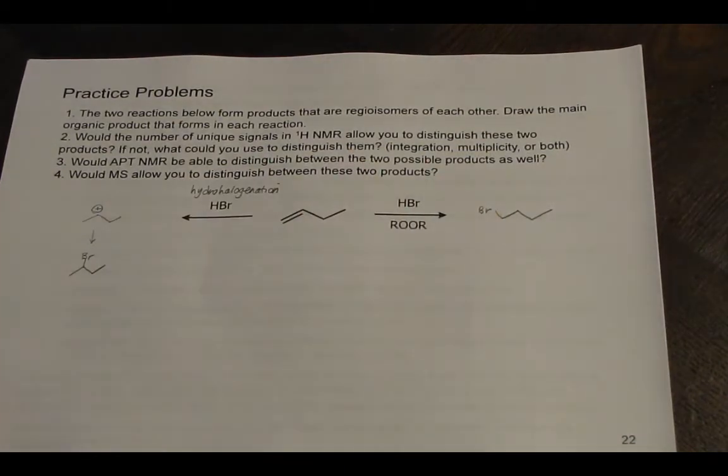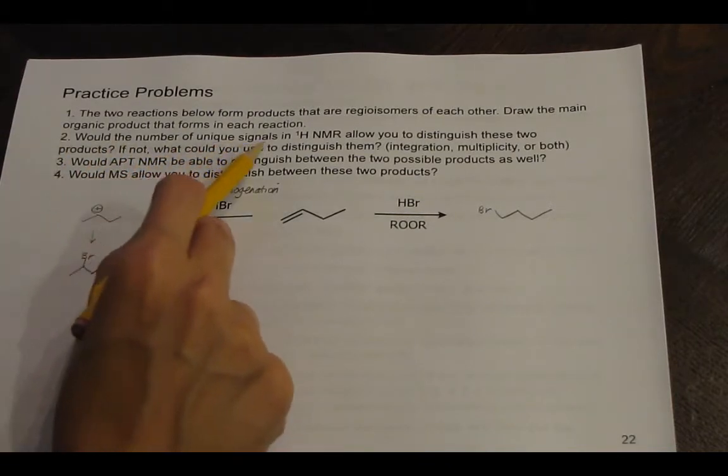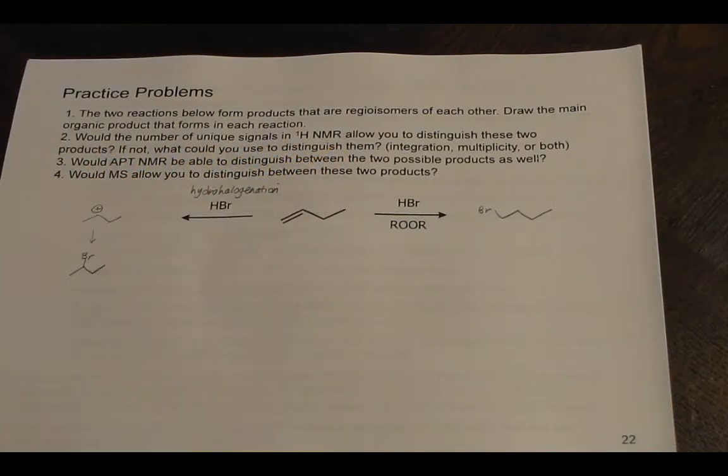And this would be 1-bromobutane. And so we can prove this using data. Would the number of unique signals in proton NMR allow you to distinguish between these two products? So how many unique sets of hydrogens are in this molecule? That was called heterotopic hydrogens also.